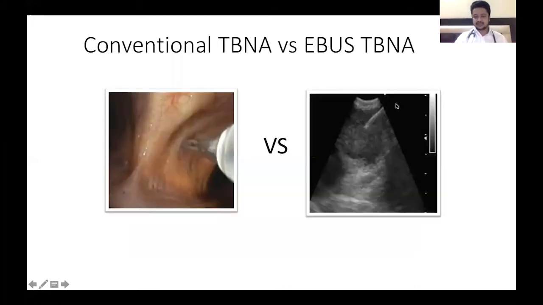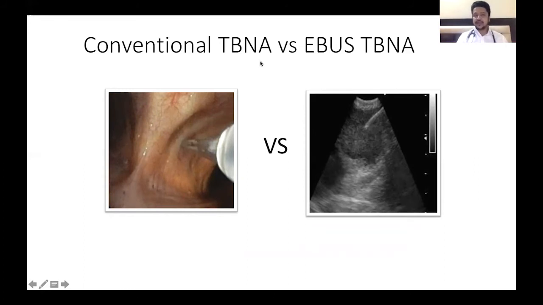Like this is the paratracheal node and real-time puncturing. This is carina, left main bronchus, right main bronchus. Here, subcarinal node, we put a needle blindly, just with the estimation that below this there will be the lesion. So this is called conventional TBNA.